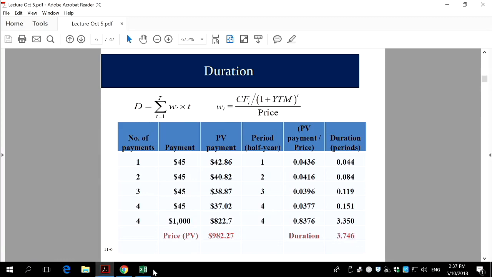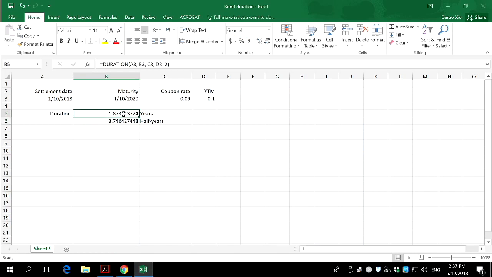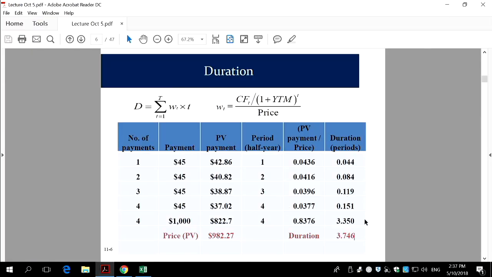Or if you have a financial calculator, you can basically do the same thing. Nowadays it has become a function. Many software packages can easily give you duration as long as you have all the input variables.